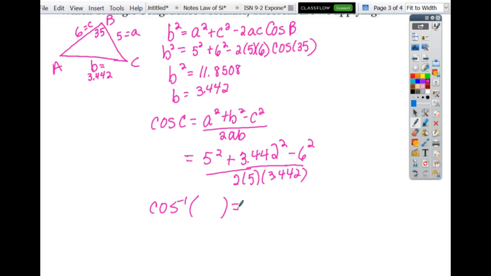Whatever the number is, it's going to be minus 6 squared. Push equals. Divided by, in parentheses, 2 times 5 times 3.44, was it 2? Yes, 2. Close the parentheses and push equal. You get 0.02 something. Store that and find the inverse cosine of that, and it's 88 point something.